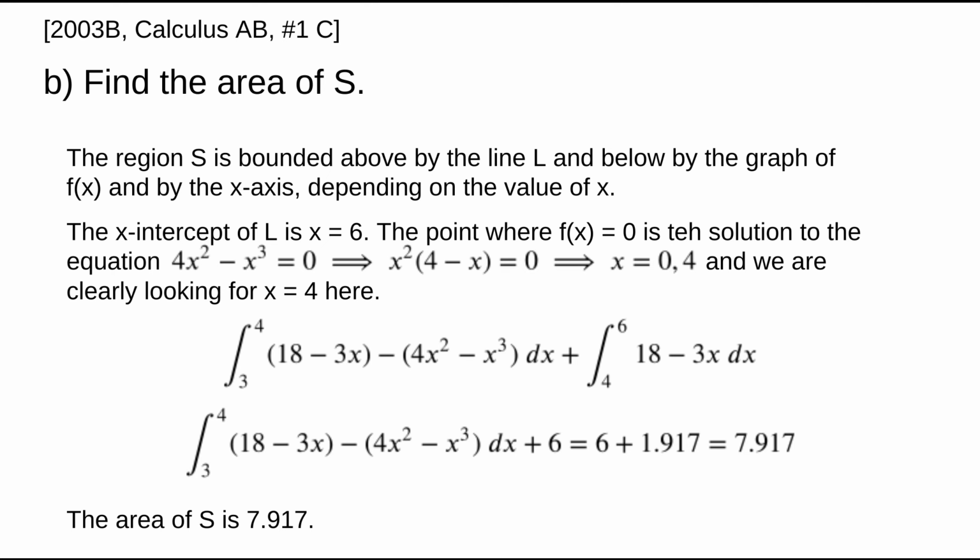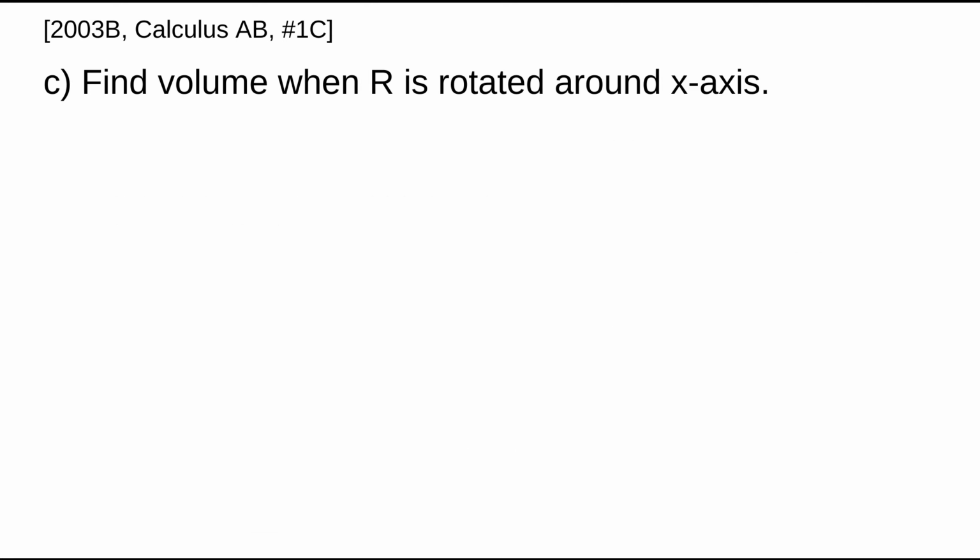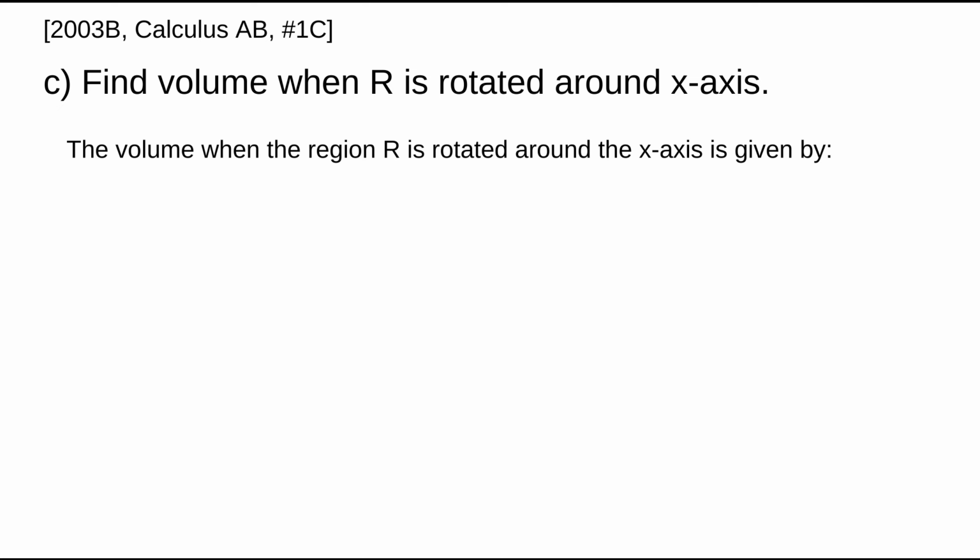Kind of a tricky integral problem. In part C of this question, we are asked to find the volume when the region R is rotated around the x-axis. Now, since we're rotating around the x-axis, we're going to integrate with respect to x, but that volume is going to be volume by disks, or the disk method. It's going to be pi times the integral from 0 to 4 of my f of x function is the radius, so I have to square that to get the area of a circle. So we have pi times the integral from 0 to 4 of the square of 4x squared minus x cubed dx, and that turns out to be 490.208.